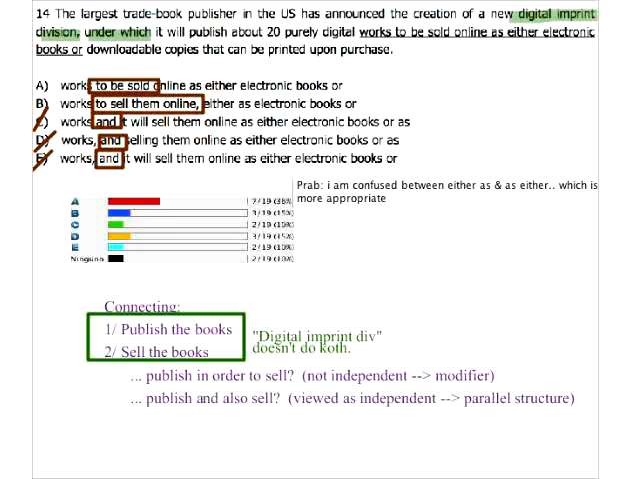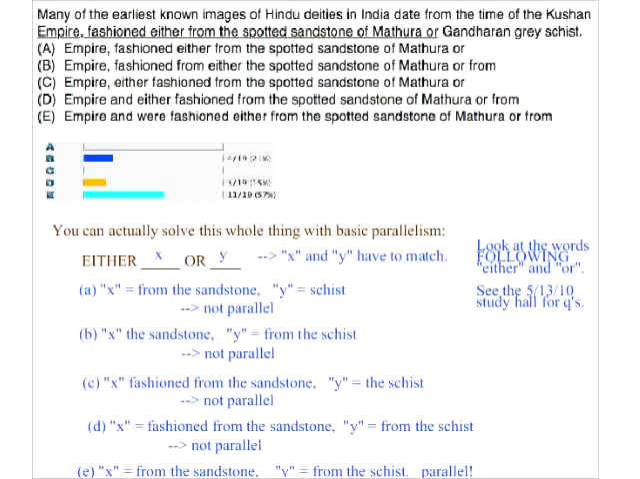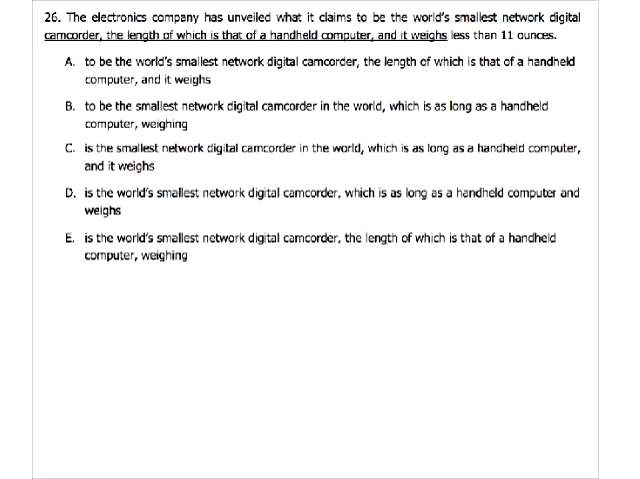Like, either as and as either are not actual structures. What are the actual structures? Anybody explain to Mr. Prab? Yeah, it's just either X or Y again. It's kind of like our problem here about the images in India. So it's the same sort of thing. It's just either X or Y, and X and Y have to match. So this is the same idea.